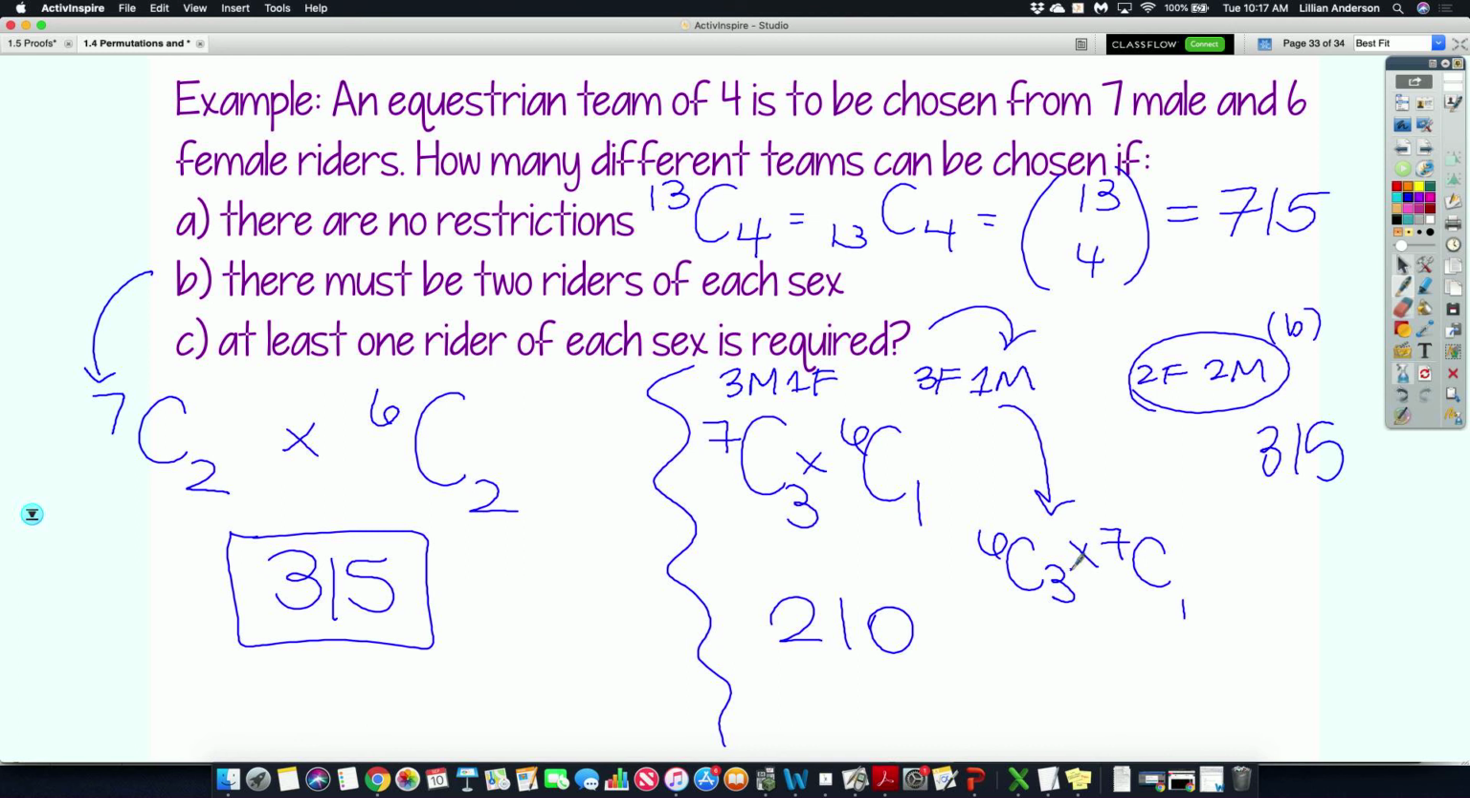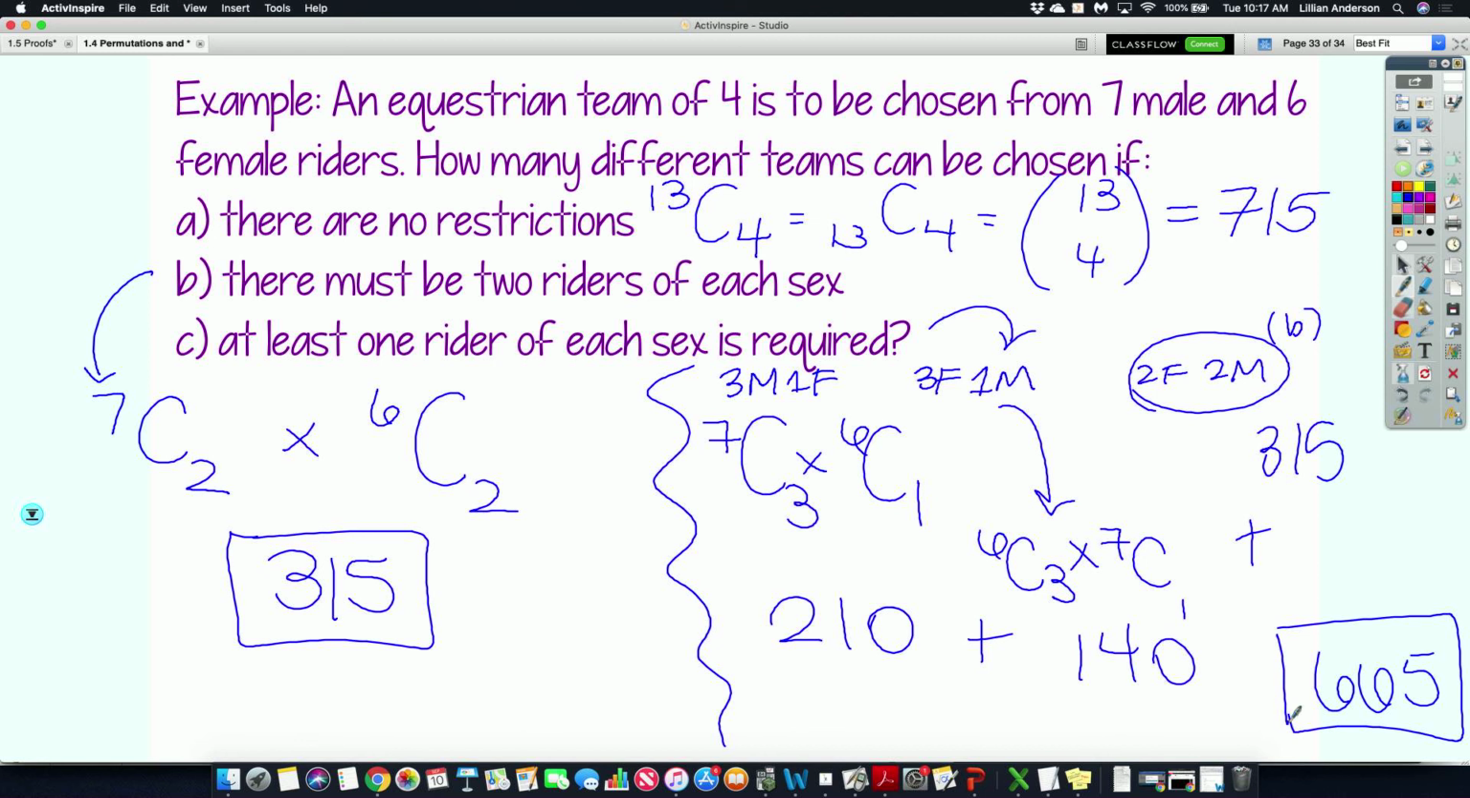So give me that number of different ways. 140. So there's 210 ways I can choose 3 males and 1 female, 140 ways to choose 3 females and 1 male, and 315 ways I can choose 2 males and 2 females. What is my total number of ways I can have at least one rider of each sex? What did you do to all 3 of these numbers? Add them. So your total number is 665.